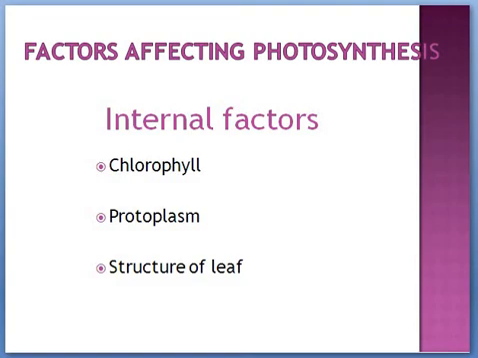So chlorophyll, we know that without chlorophyll there is no photosynthesis. Sometimes because of nutritional deficiency, or too much sunlight, or too much temperature, chlorophyll may be affected, and that will affect the rate of photosynthesis too. Next, the protoplasm. Protoplasm is a source of water. When water is available, protoplasm will be carrying water and giving water. If protoplasm is dehydrated, it will surely affect the rate of photosynthesis.